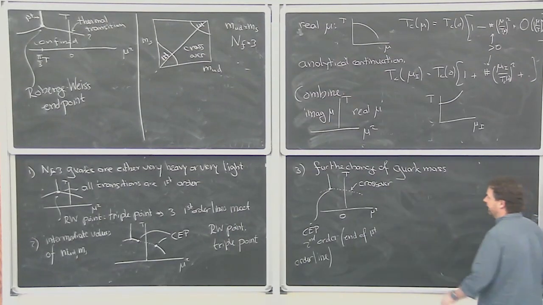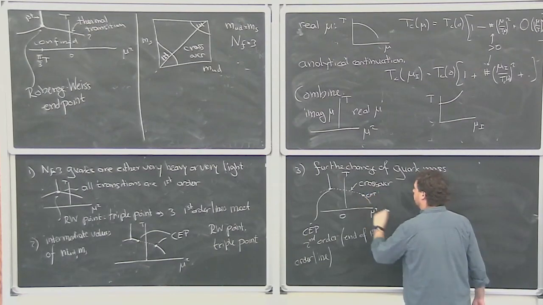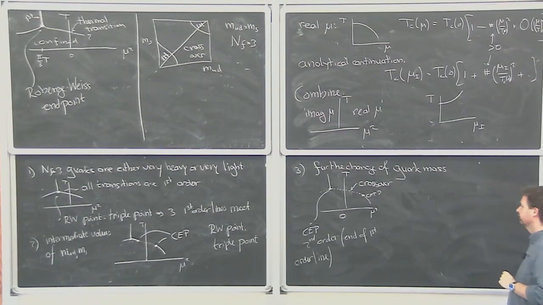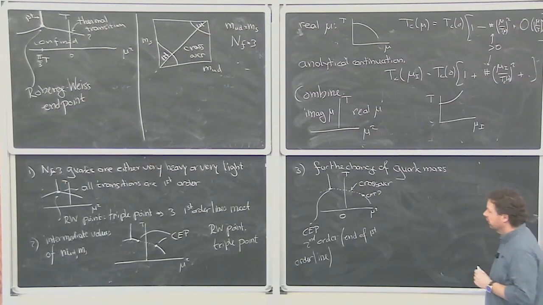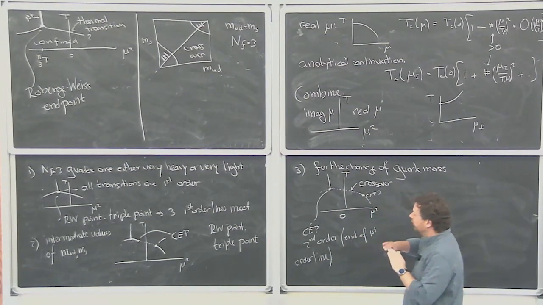And of course, something might happen on this side. There might be a critical endpoint here or not, but that we can't tell from this argument. So these are the three logical situations. Either the thermal transition is first order for all mu.